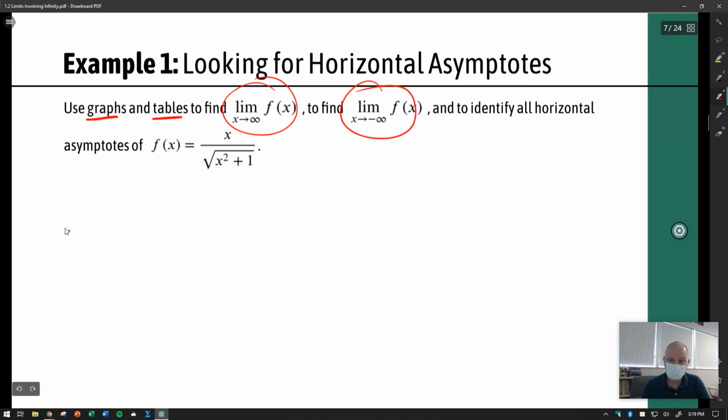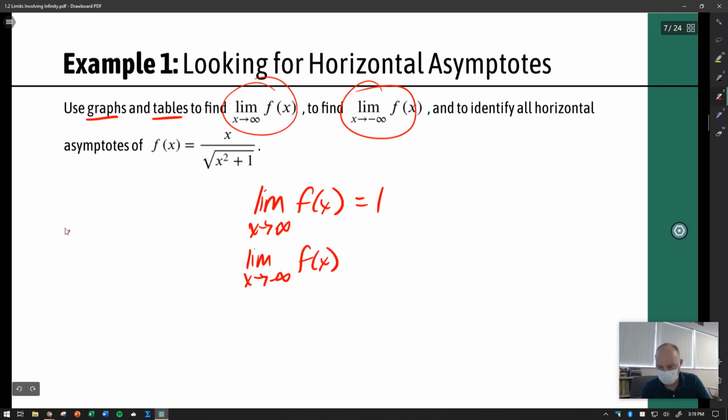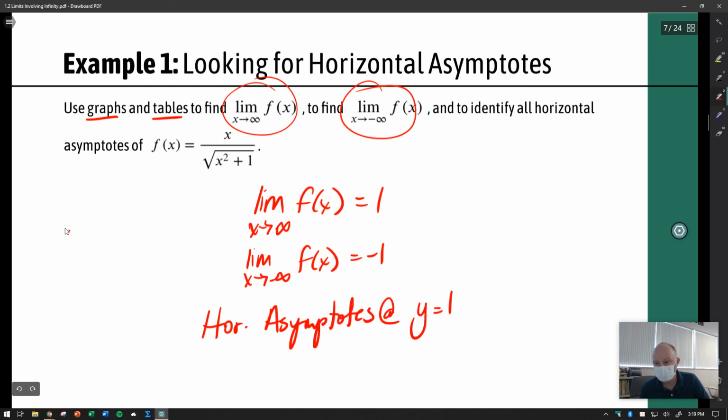And so that means we need to give some answers. The limit as x goes to infinity of this function was 1. And the limit as x goes toward negative infinity of this function was negative 1. And we have horizontal asymptotes at y equals 1 and y equals negative 1.